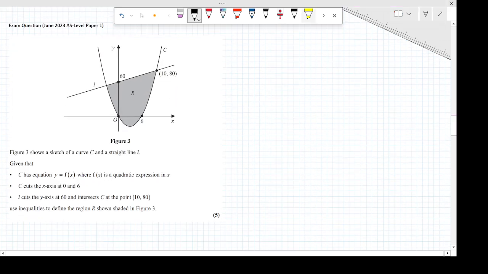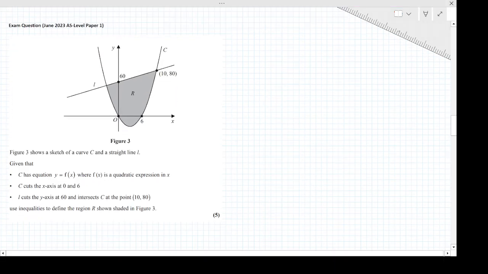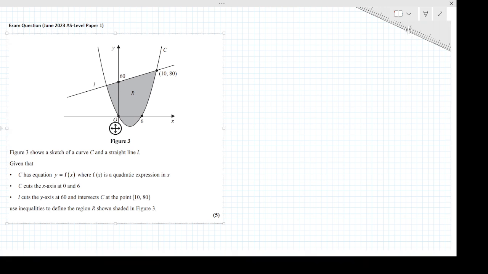So this time we are given a figure 3 which shows a sketch of the curve C and a straight line L. Given that C has the equation y is f of x, where f of x is a quadratic. Wow, so it's telling us it's a quadratic curve. C cuts the x-axis at 0 and 6, so it crosses the x-axis here and here, and the line L cuts the y-axis at 60, that's there, and intersects the curve C at (10, 80). They're giving all the information on the curve, right?